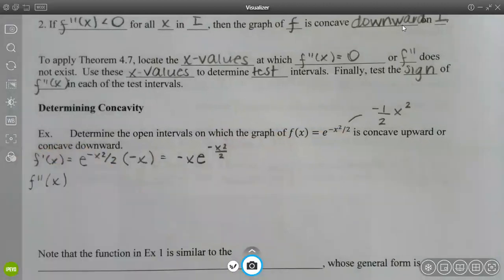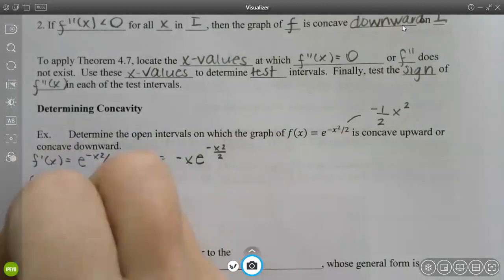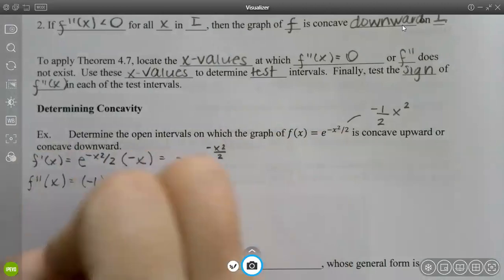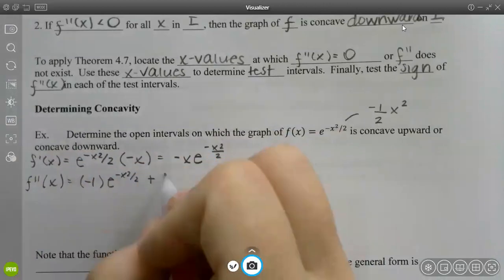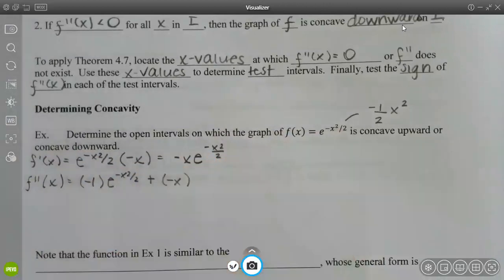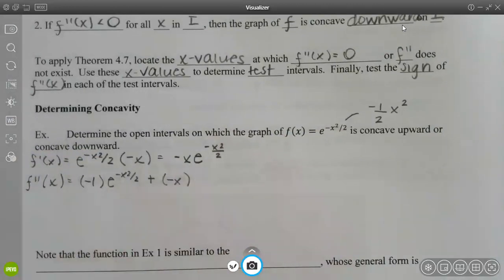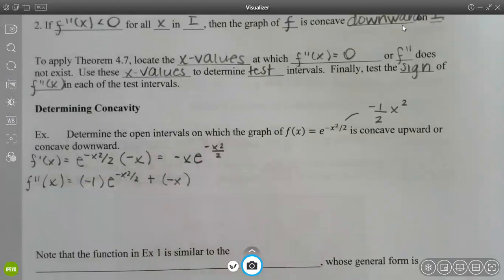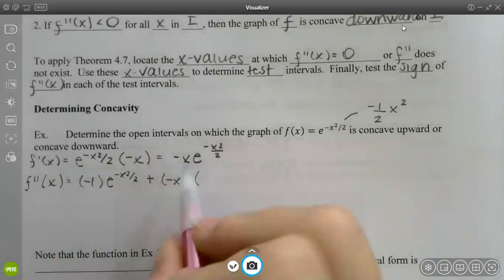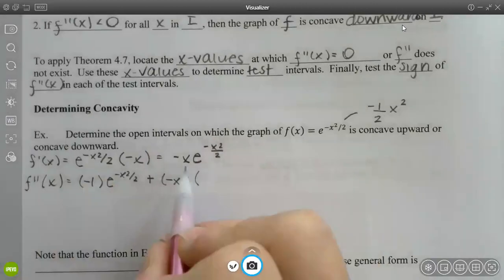What do I have to do for my second derivative? Product rule. So the derivative of the first one, derivative of negative x is, rewrite the second one, plus, write the first one, and then we've already taken this derivative. What is the derivative of e to the negative x squared over 2? Keep going. Remember, it's all of it together, right?